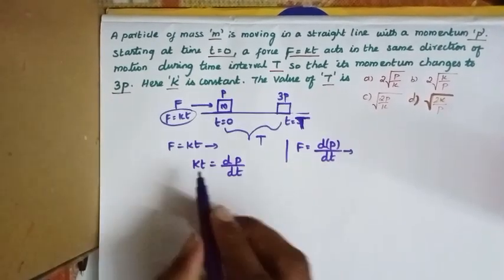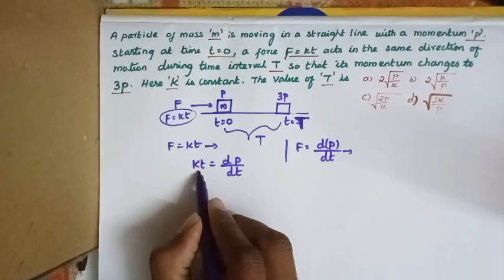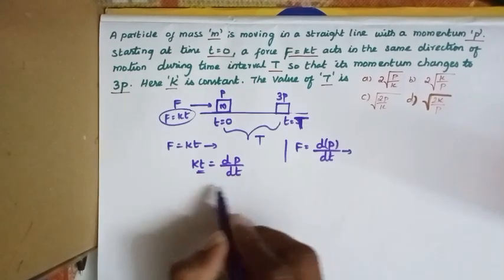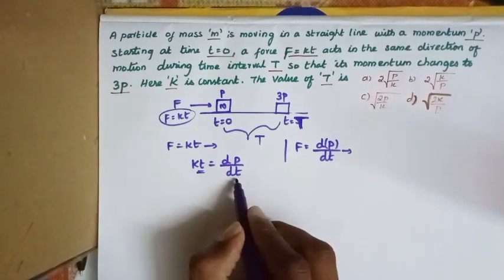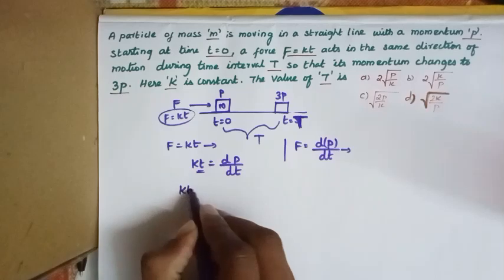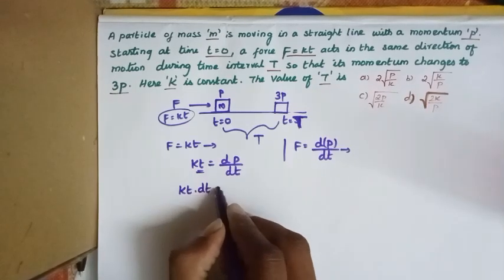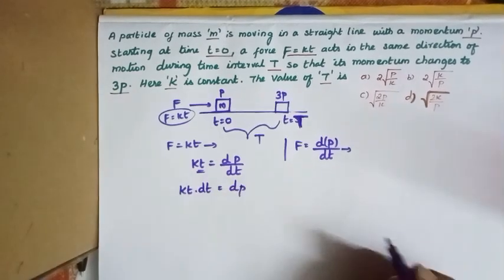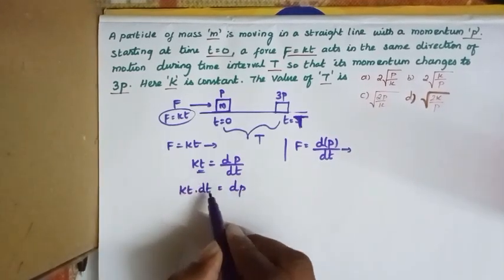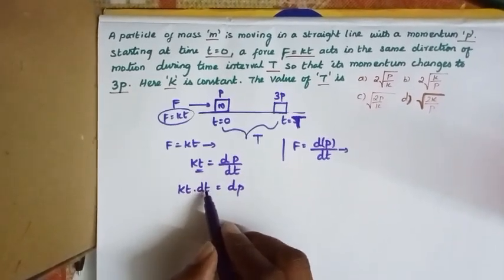Okay, now here the force is given as a function of time. So I am taking the terms which contain t to one side. So we will get kt dt equal to dp. Okay, this dt is in division. If it goes to the left side, it is converted into multiplication.